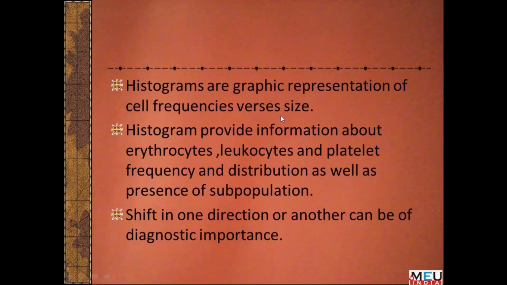Now, histograms are basically graphic representations of cell frequencies versus size, and they provide information about the erythrocytes, leukocytes, platelets, their frequency and distribution, as well as the presence of any subpopulations. A shift in one direction or another can be of diagnostic importance.